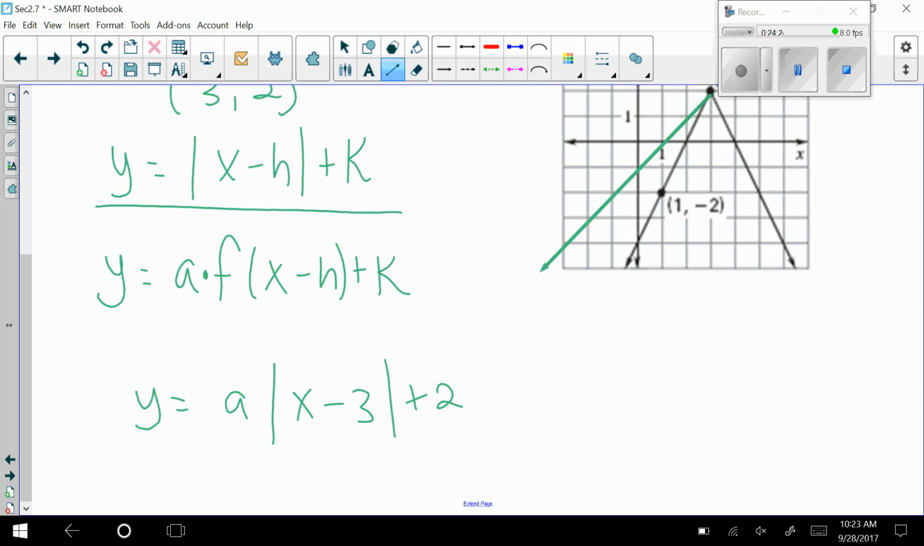But for this absolute value graph, we see that it goes down, our y values decrease twice as fast as our x values. So when our x value goes down 1, our y value goes down 2. And when our x value increases 1, our y value increases 2.